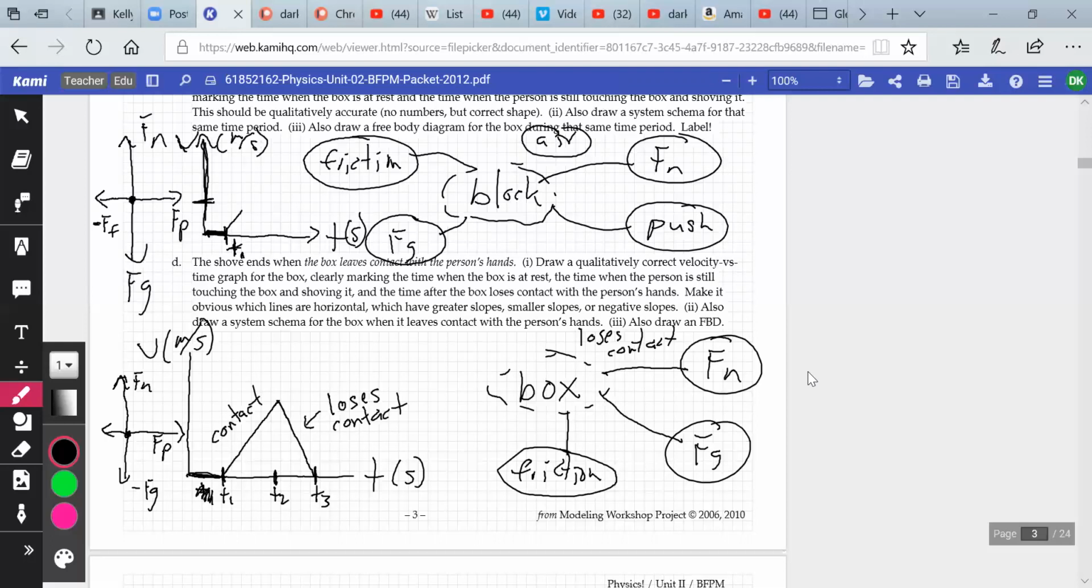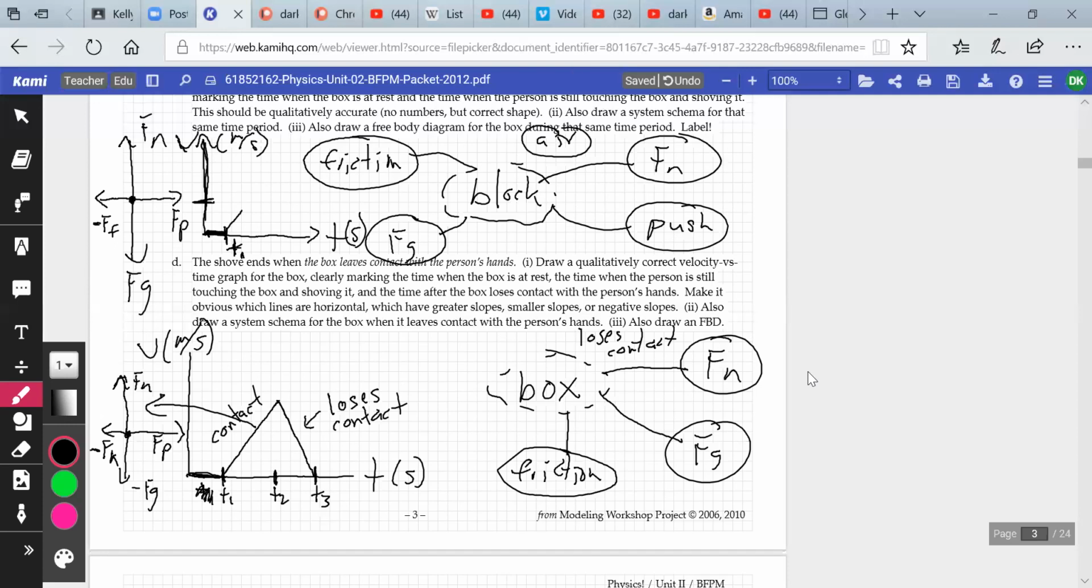Now that I'm still in contact with the box and it's moving, there's still friction force here, but that friction is less than my pushing force. That's why I'm able to push it. I now have an unbalanced force that causes me to accelerate the object from rest to some non-zero speed. That's my contact. That's my free body diagram for contact.